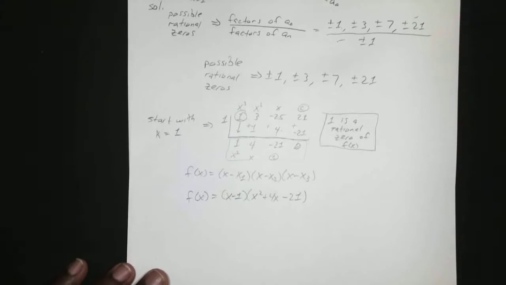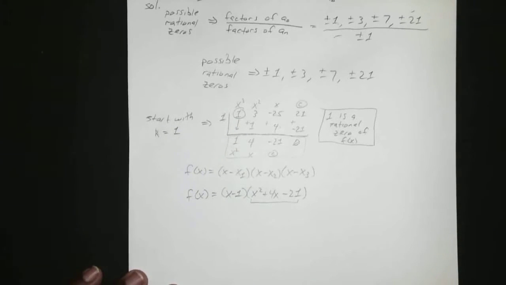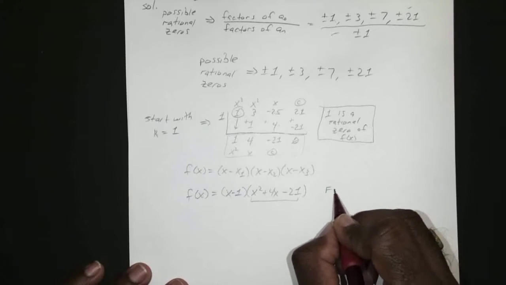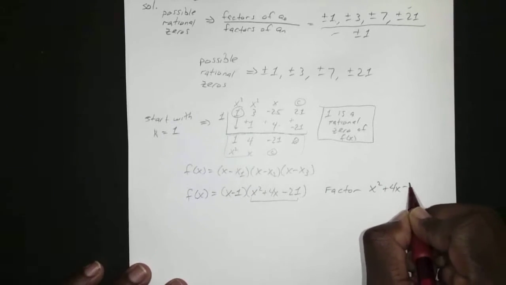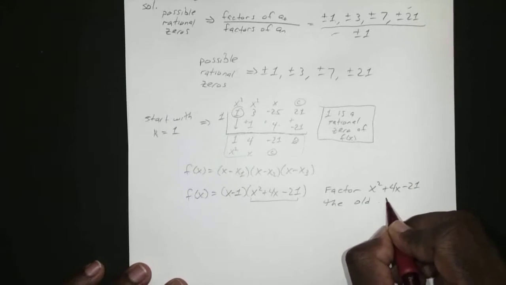Okay, now if you wanted to, you could keep going with all of those, negative 1, 3, negative. But once it gets here, I'd factor it the old-fashioned way. It's just a whole lot faster. So factor x squared plus 4x minus 21 the old-fashioned way.